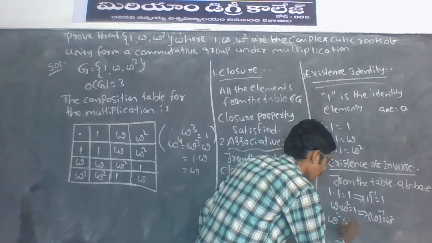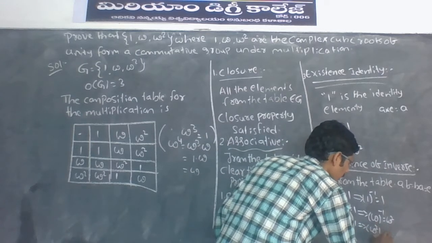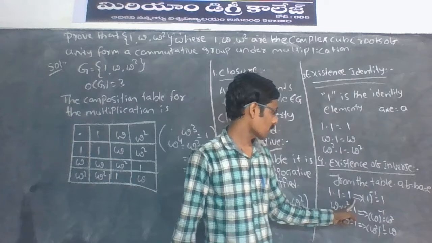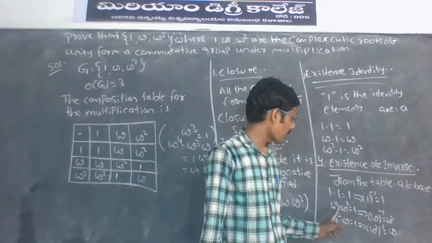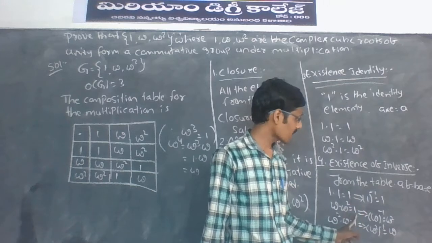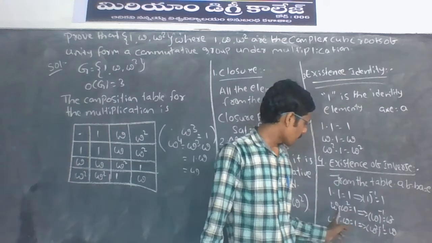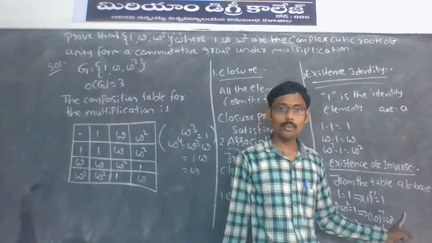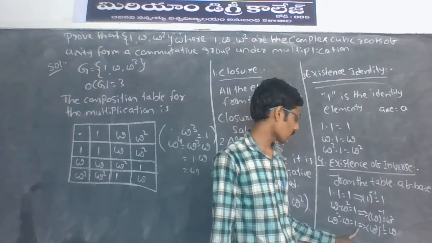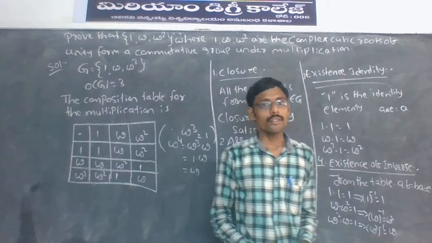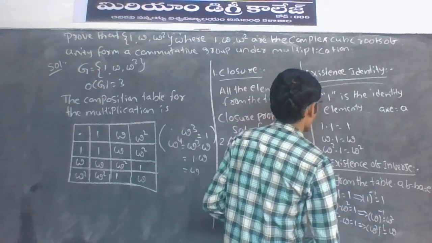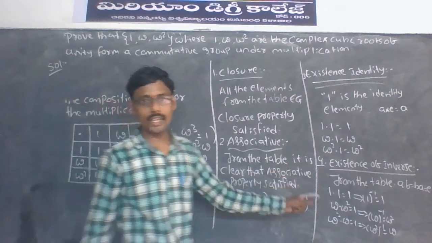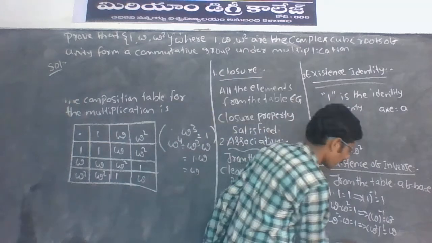Next, omega square into omega is equal to 1. So omega square inverse is equal to omega. 1 into 1 is equal to 1, so 1 inverse is equal to 1. Omega into omega square is equal to 1, where 1 is the identity element. So AB is equal to E, that is A inverse is equal to B. Omega inverse is equal to omega square, and omega square inverse is equal to omega. Therefore, every element in Z has inverse in Z. Inverse property satisfied.